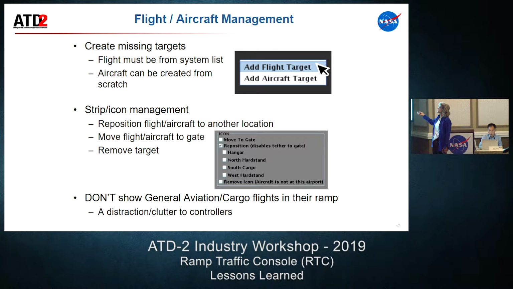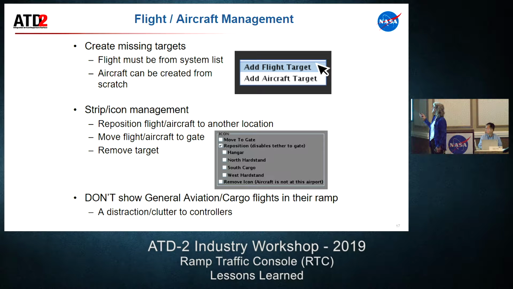Another feature that the controllers needed for situational awareness was being able to create a target. If it wasn't in the system, they needed to be able to create a flight target and an aircraft target. The difference is that a flight is a particular logical leg of a flight, you know, I'm going from Charlotte to LaGuardia or Dallas to Charlotte or whatever, whereas the aircraft is the actual physical piece of metal that does not necessarily have a flight associated with it at this particular time.